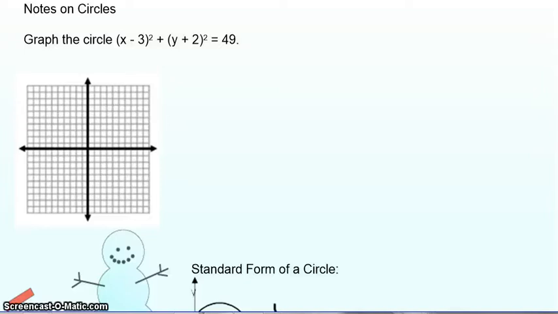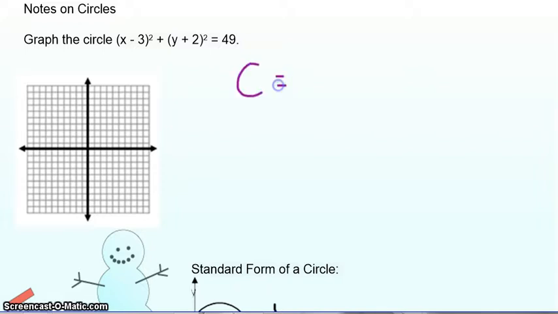Hi students, this is Miss Tomorrow and we're going to start with circles. So this is review from last year and a little bit from geometry. So if you look, it says graph the circle (x - 3)^2 + (y + 2)^2 = 49.